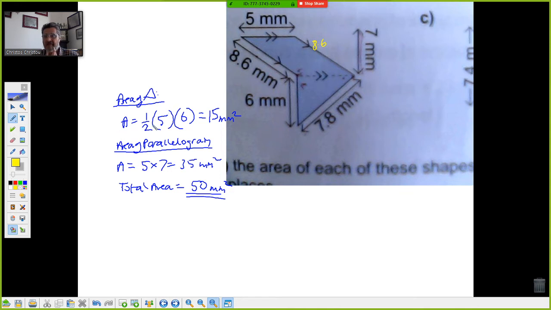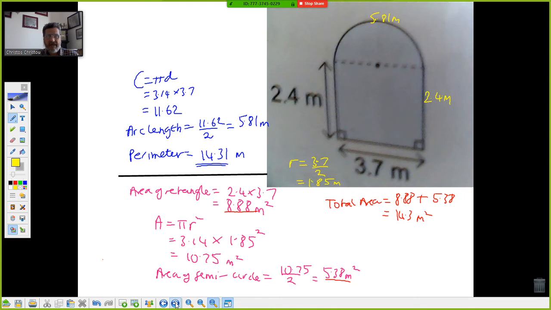So you work out half BH for the triangle. You work out B times H for the parallelogram. Add up the 2 bits. That's why it comes to 50. Yeah. More complicated arrangement. We've got a semicircle stuck on top of a rectangle, and you've got to work out both area and circumference. Area and perimeter.